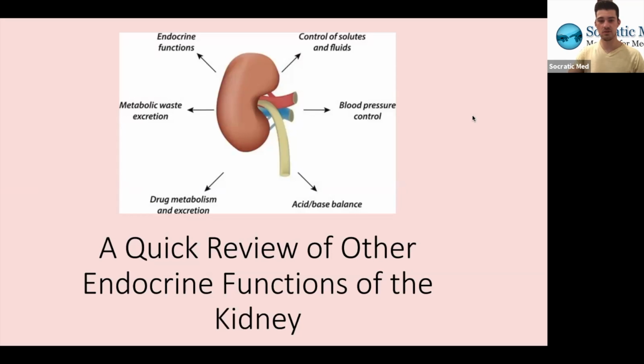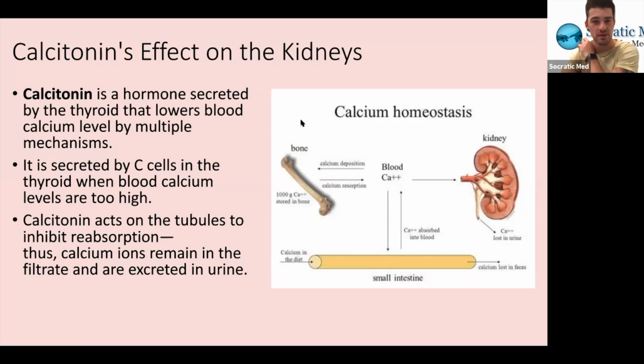All right, so we're also just going to do a quick review. We're almost done with the lecture. We just have one more little section, a quick review of the other endocrine functions of the kidney. The stuff that we just went over is mostly the highest yield when it comes to the renal system, but the kidneys are pretty diverse and they have some other functions that I think are worth mentioning.